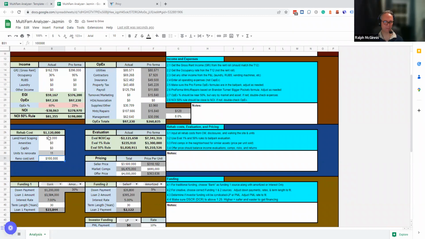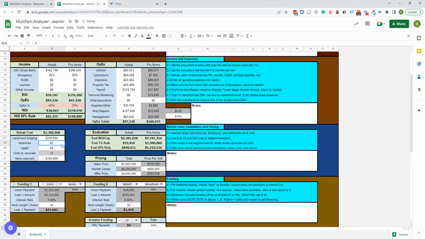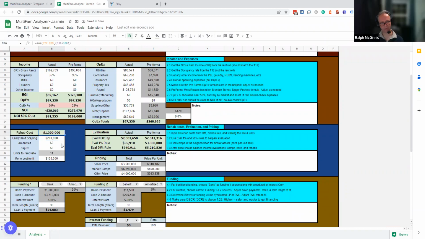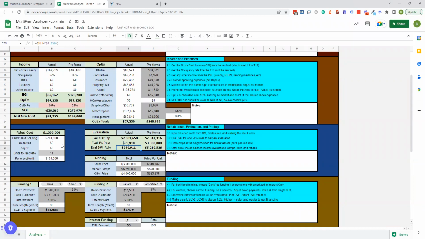So probably that landscaping and hardscaping and CapEx is going to cost you more than that 20K. I'm going to call it 200K. And that's probably more realistic for the rehab cost, which is going to make your evaluation super low. And that's not realistic. If it's trading at a 6.2 mil, they're not going to sell it to you for 841. Right, okay. Wow.